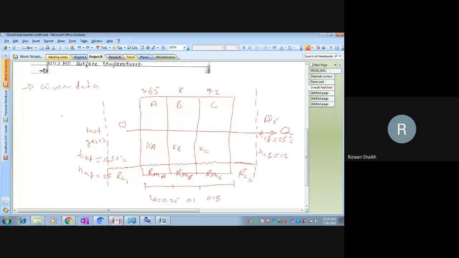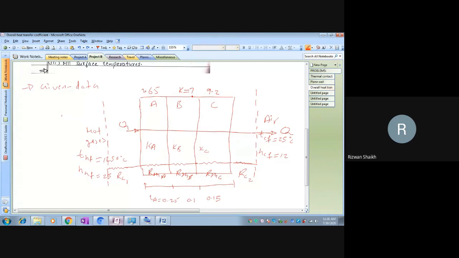The same amount of heat is flowing through each layer. And they are asking to calculate the unknown thermal conductivity. So where is the unknown thermal conductivity? This is the unknown thermal conductivity, that is the first we have to calculate. Second is the overall heat transfer coefficient, and third is the surface temperature. Now we'll plot the surface temperature. Now what is the surface temperature here?